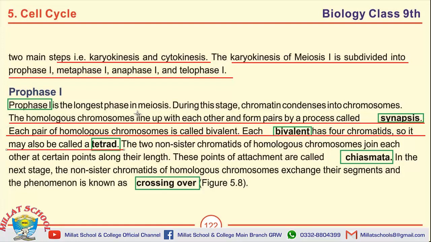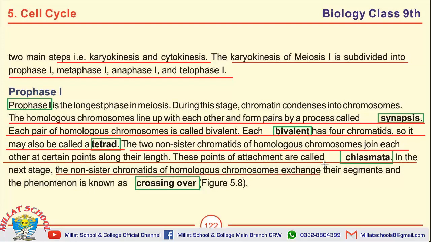What is the difference between bivalent and tetrad? What is chiasmata? The two non-sister chromatids of homologous chromosomes join each other at certain points along their length. These points of attachment are called chiasmata. And the last question is about crossing over. The non-sister chromatids of homologous chromosomes exchange their segments and this phenomenon is known as crossing over.